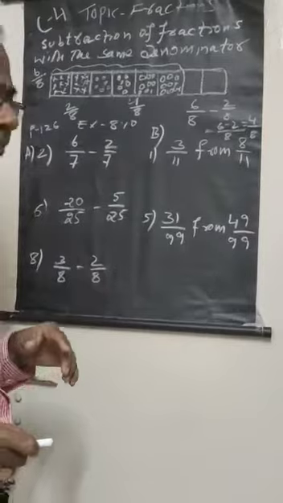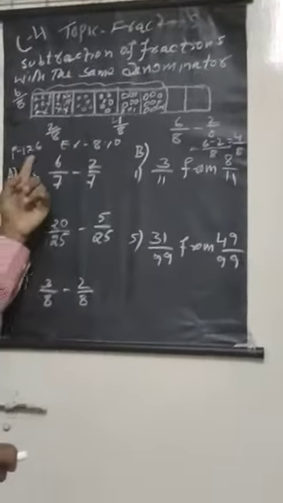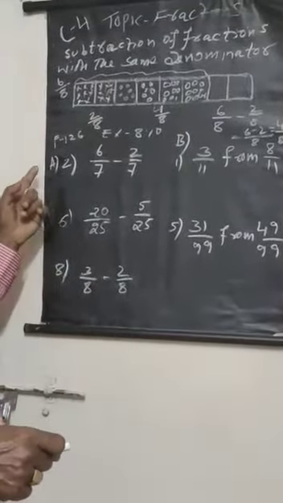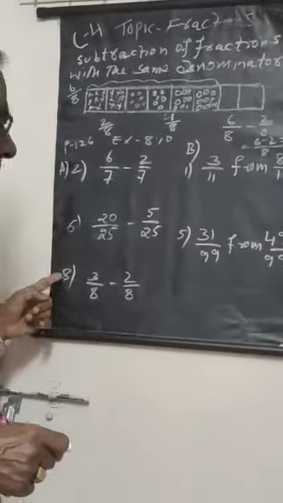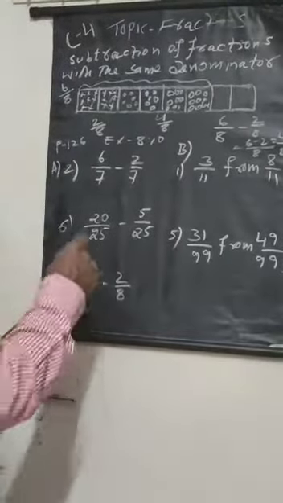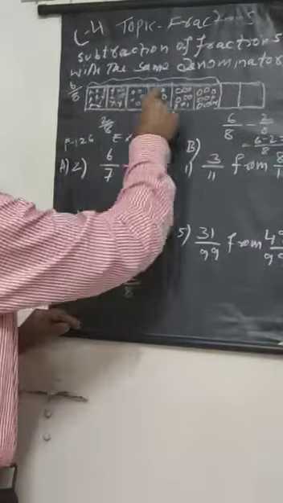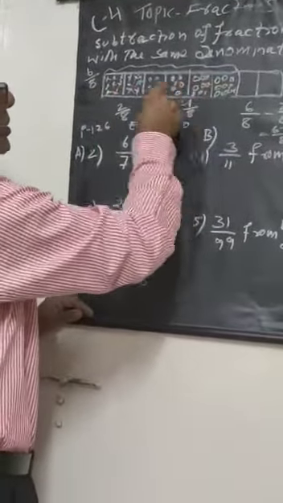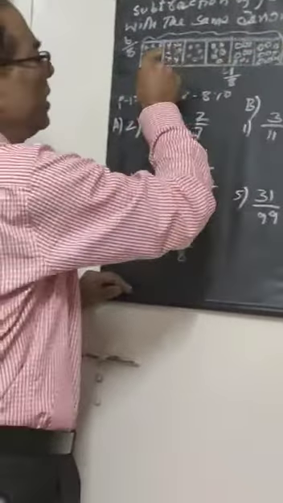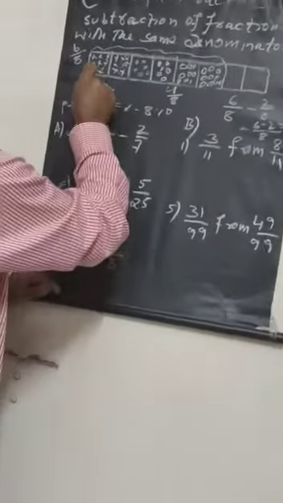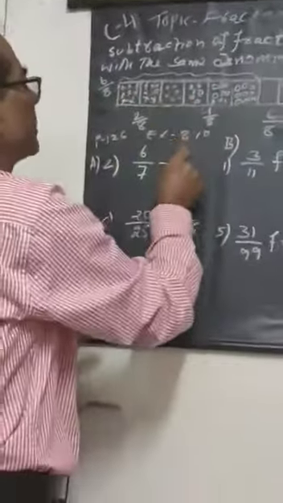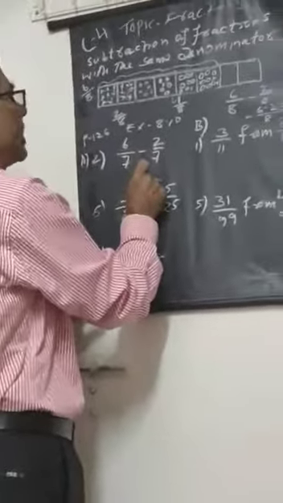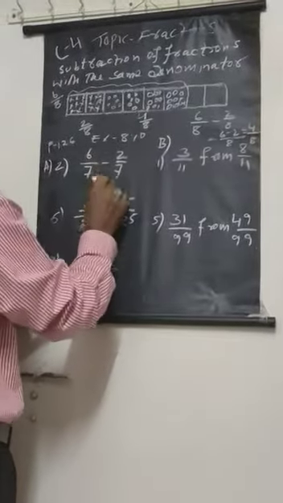Now page 126, exercise 8.10. Section A, I am showing you the second sum, 6th sum and 8th sum in the same manner. So 6 by 7 minus 2 by 7, here I just showed the activity. It means in total you have to make 7 blocks, and out of that you have to shade 6 blocks, and differently this one. So 6 by 7 minus 2 by 7.